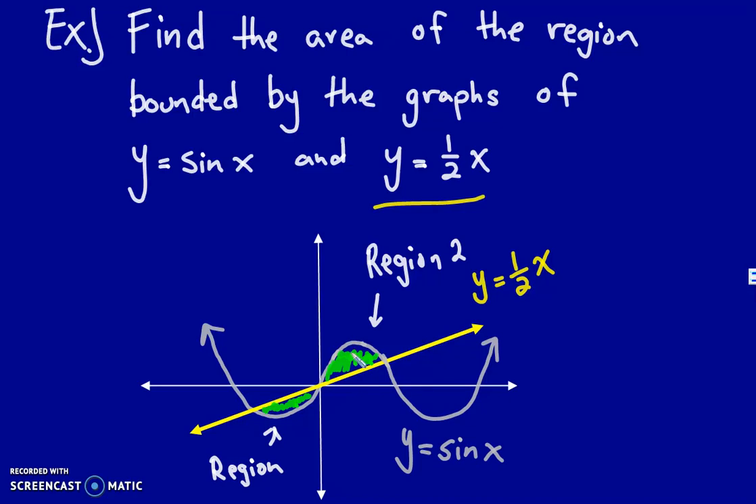To find the area, to answer this question, we're going to have to integrate from this intersection to the origin, and then integrate from the origin to this intersection, and then add those two answers together. So the first thing we have to do is find the intersection. Go ahead and pause the video and grab your graphing calculator. I am going to show you how to find the intersection using your graphing calculators. So do that now.